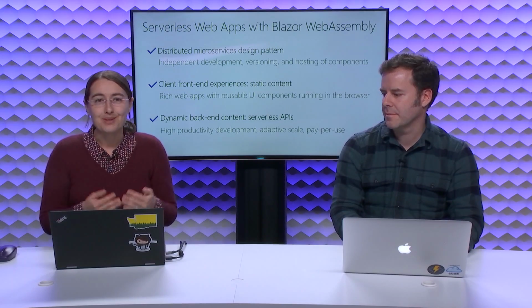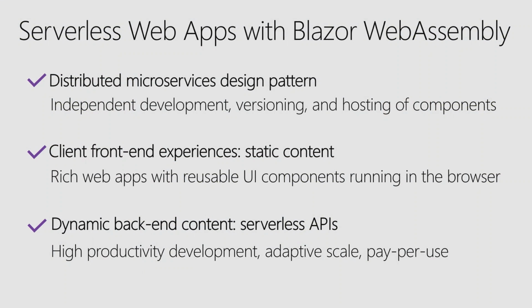Now when we go to the client, the front end, you can use Blazor WebAssembly to create rich web apps. They have reusable UI components that are running directly in the browser. You can implement your dynamic backend, your serverless API with Azure Functions, and this way you get high productivity development, especially with our programming model that is able to streamline development. And you also get the benefit of adaptive scale, dynamic scale that is based on events, which enables you to pay only for what you use.